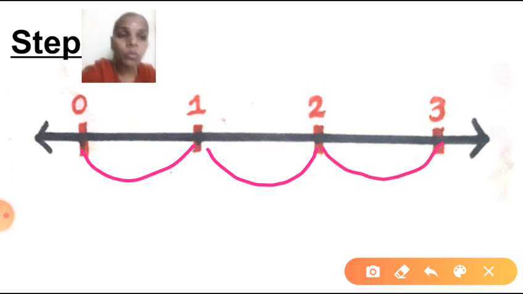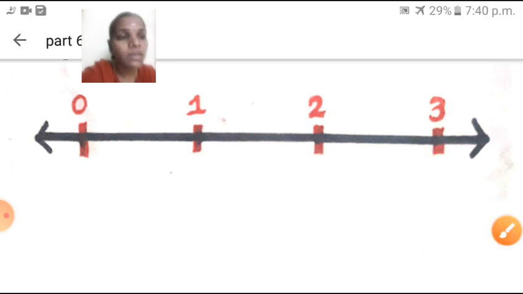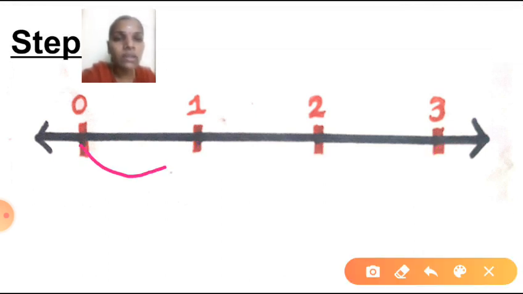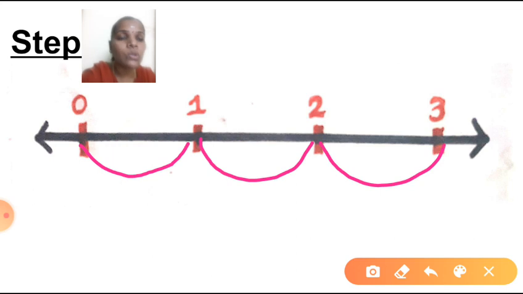So next step, what do we have to do? This is one unit. This unit we have to divide into 3 equal parts. Why 3 equal parts? Yes, see, the fraction's denominator is what? 3. So every unit we have to divide into 3 equal parts. Children see here, this unit we divide into 3 equal parts. This unit also again into 3 equal parts. This unit also into 3 equal parts.